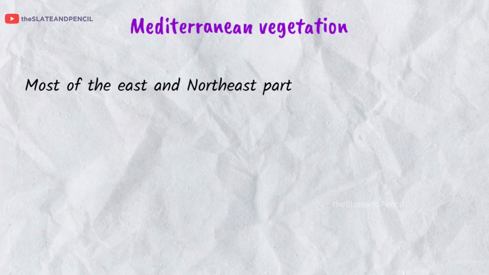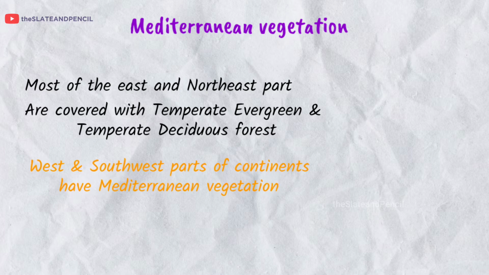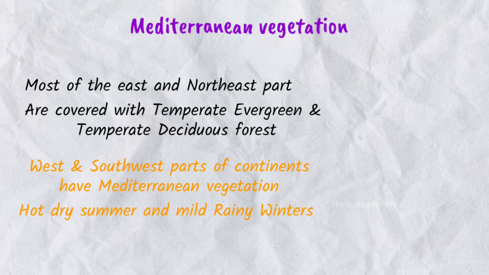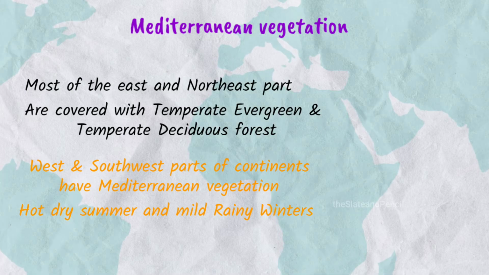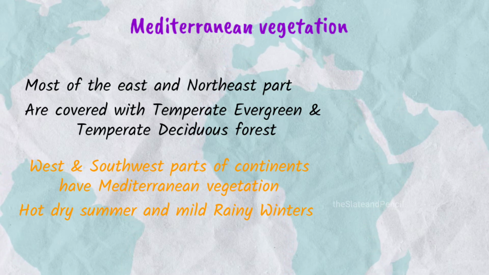Now let's talk about the Mediterranean vegetation. Till now we have learned that most of the east and the northeastern parts of the continent are covered by temperate evergreen and deciduous forest. But west and the southwest part of the continents are different. They have Mediterranean vegetation. They are present in the areas with hot dry summers and mild rainy winters. This kind of vegetation is also found in the areas around the Mediterranean Sea in Europe, Asia and Africa.